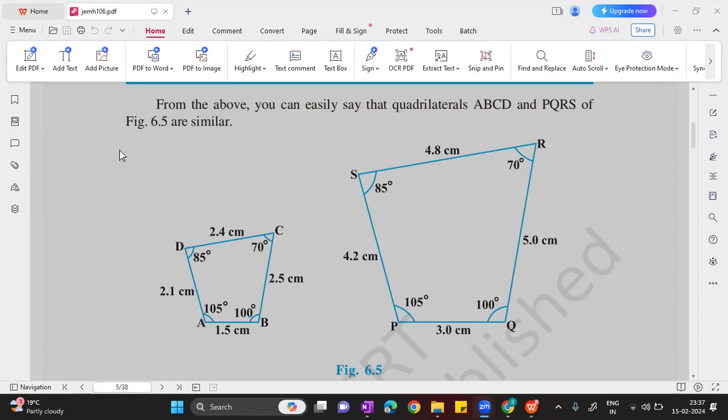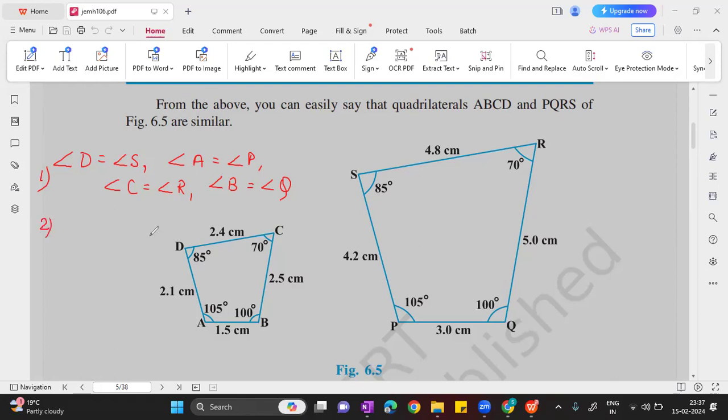Okay, so let us first talk about the angles. Are the corresponding angles equal? Let's check. Angle D is equal to angle S. Okay, that is correct. Angle A is equal to angle P. Angle C is equal to angle R. Right, Manya? And angle B is equal to angle Q. So the first condition is satisfied, that the corresponding angles are equal, right?